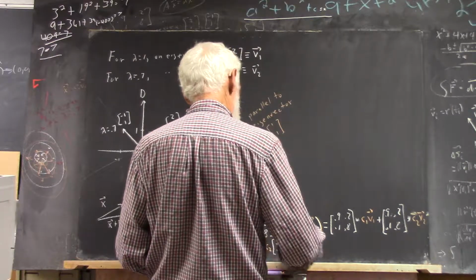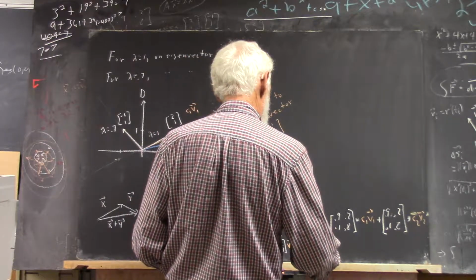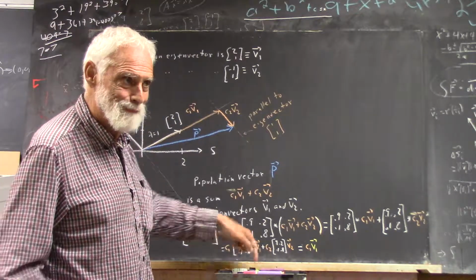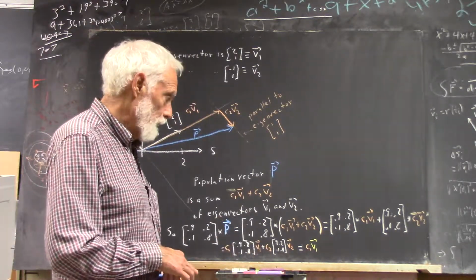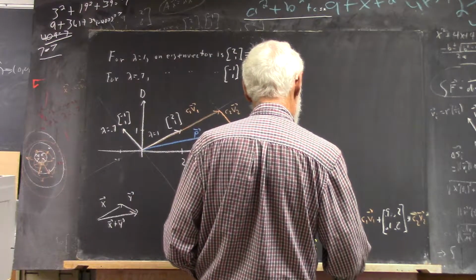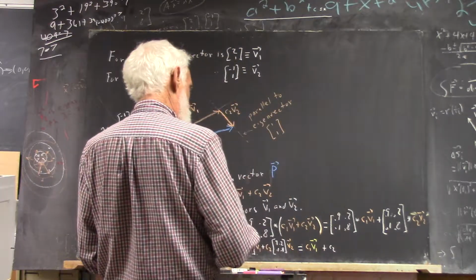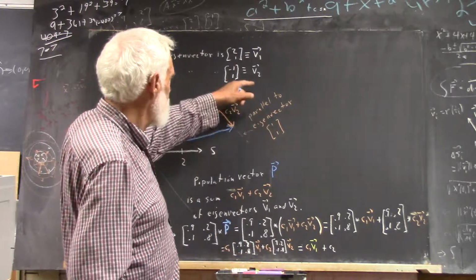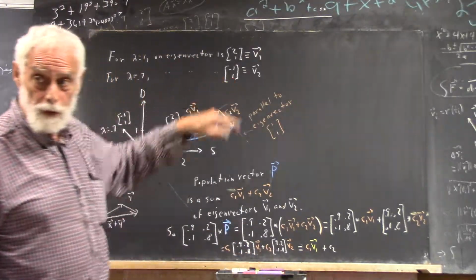And I'll change colors on you. We'll call this V1, because now it's the V1 you get when you've multiplied it by the matrix. And then it's plus what? C2 times what? Well, what happens when you multiply the matrix by V2? What do you get?